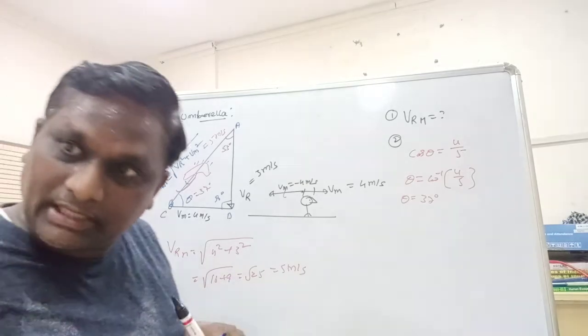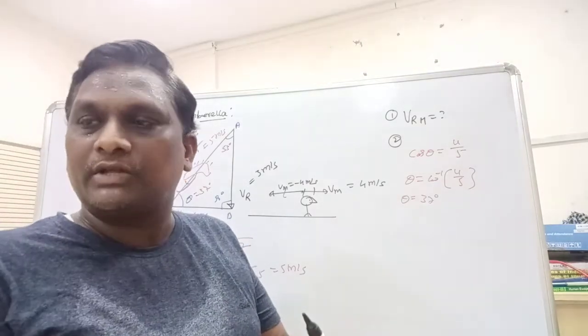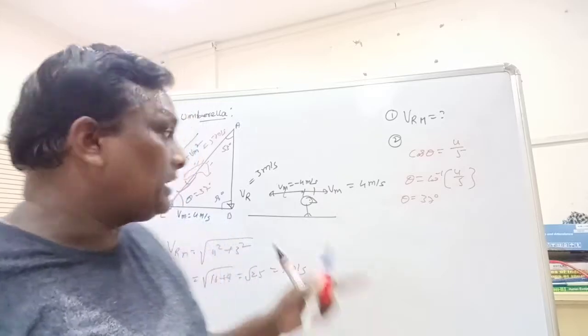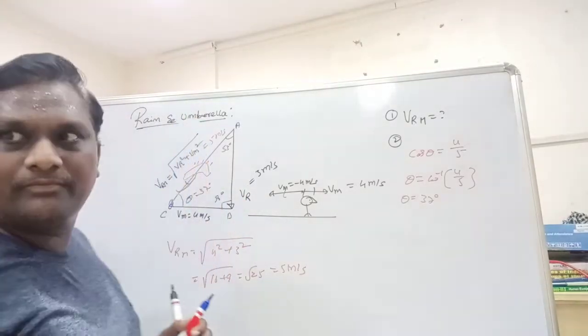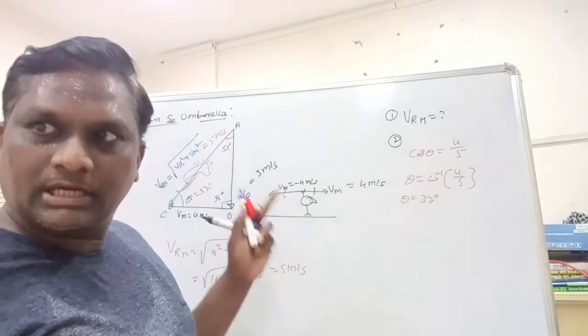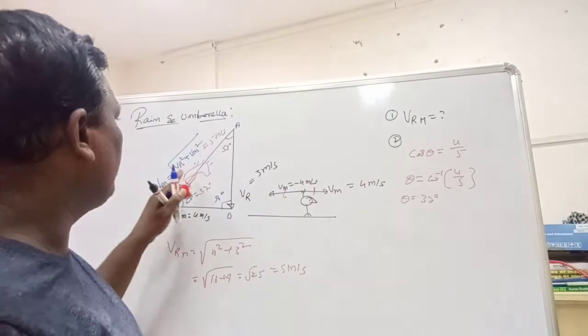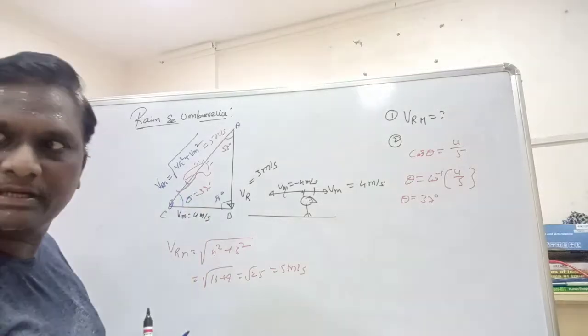In the previous question, both were in the same direction, so we took VA minus VB. But here, between these two vectors, we have an angle, so for that I have taken this one. Any doubt regarding this? No, sir. So the resultant vector I have taken: VR square plus VM square, that is 5 meter per second.